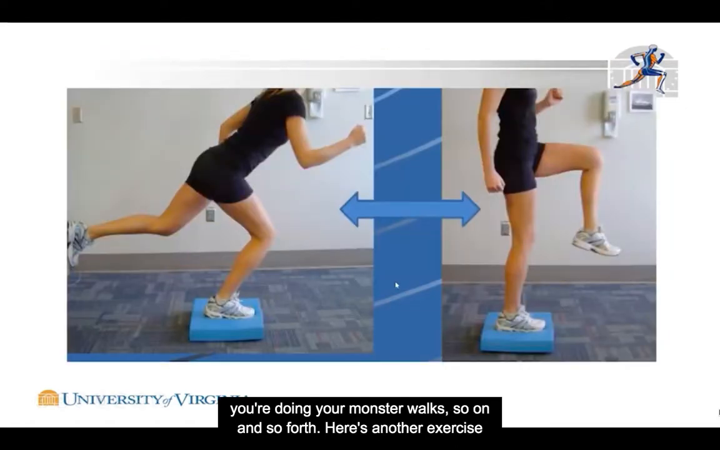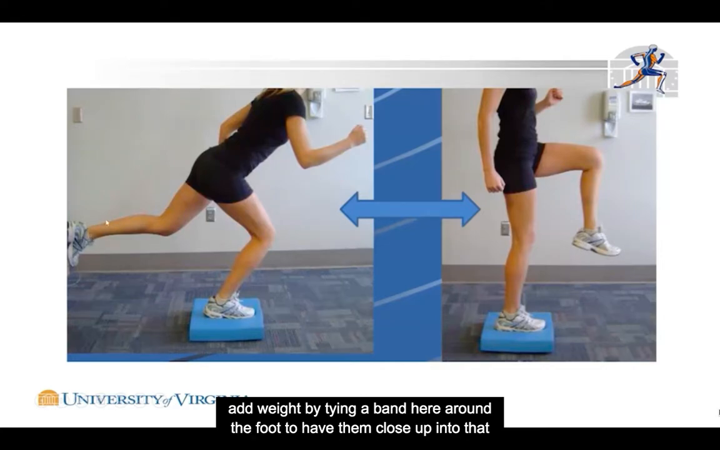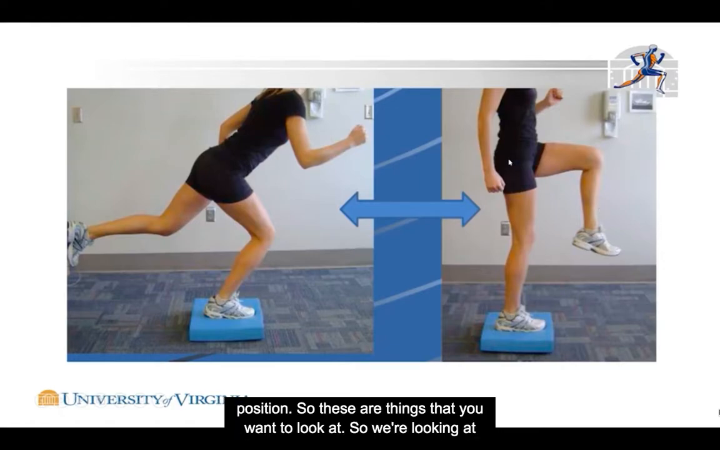Here's another exercise again from that top down approach. I'm trying to put them almost in a runner's position. So if you have a runner, you can put them for stability and you go into that proper sequence. And if I wanted to, I could also add weight by tying a band here around the foot and have them pull up into that position. So these are things that you want to look at.